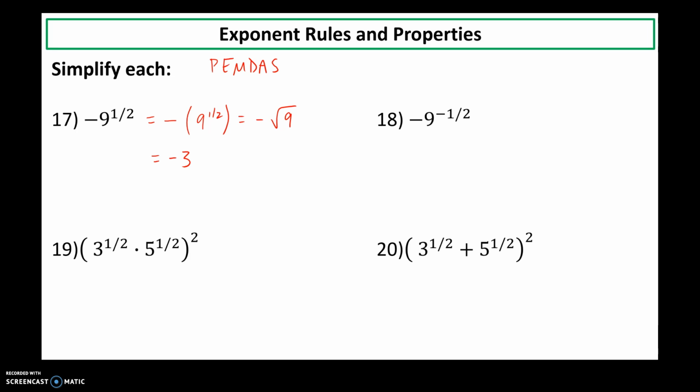Now on this one, again, exponents first. So this would become -1 over, making that exponent positive, 9 to the 1/2 power. So -1 over the square root of 9, and -1/3 would be your answer. Hopefully you're seeing on these two examples and the two before, these are just inverses of each other.